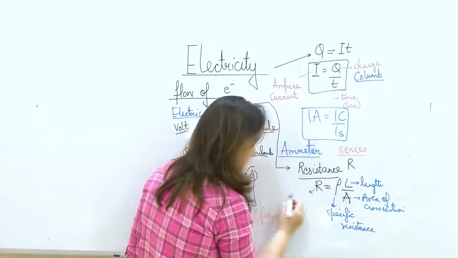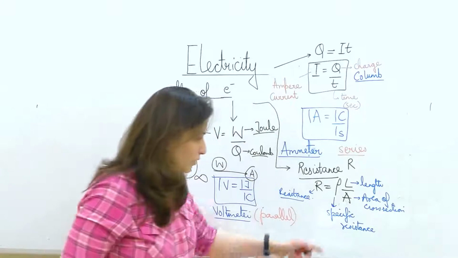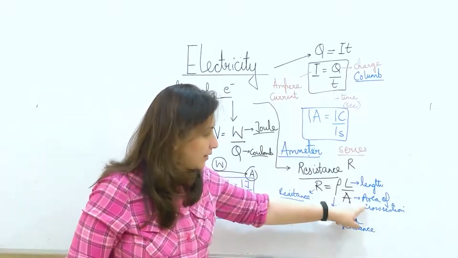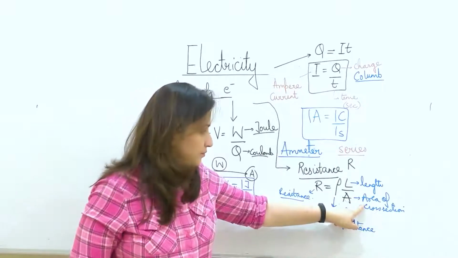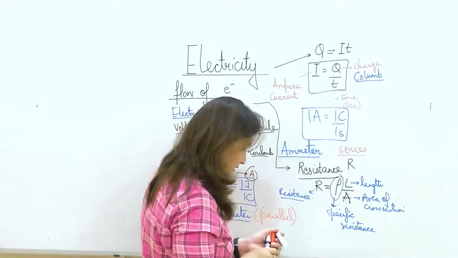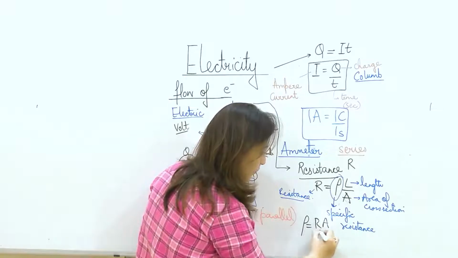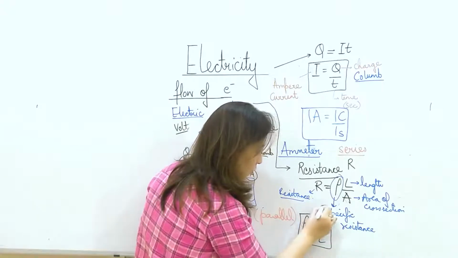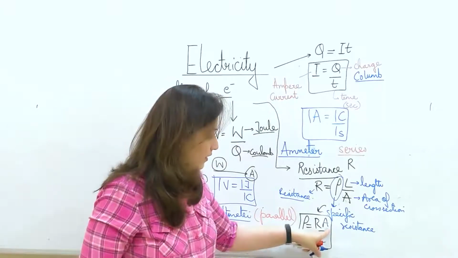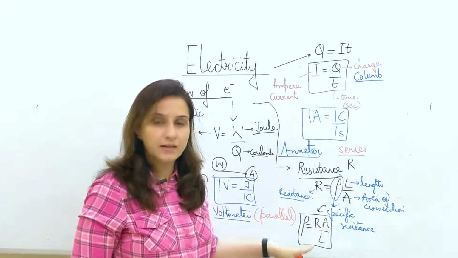And R is resistance. Resistivity is the specific resistance of a conductor of length L and area of cross section A. In other words, if I need to find the formula for resistivity or specific resistance, I will say rho equals R into A upon L. What is specific resistance or resistivity? It is defined as the resistance of a conductor of area 1 meter square and length 1 meter.